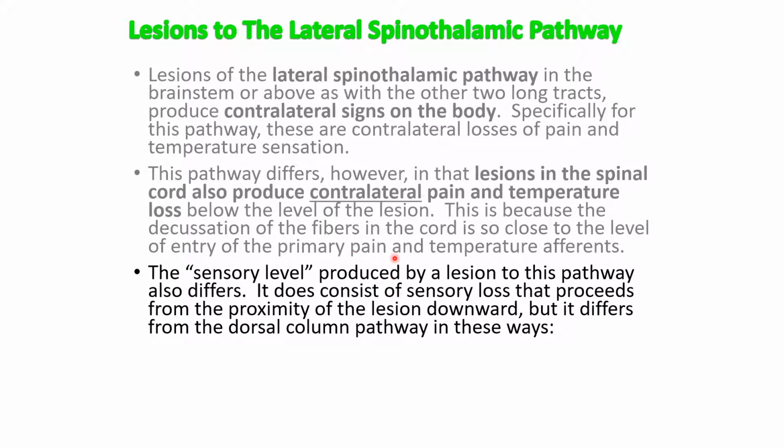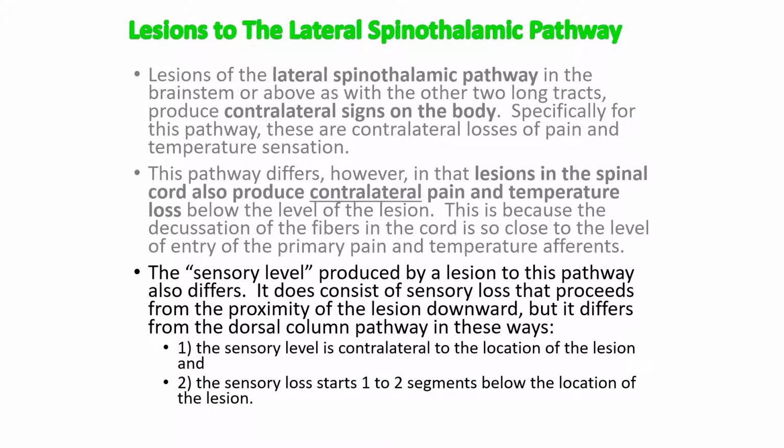The sensory level produced by lesion of this pathway also differs from the medial lemniscus effect, and that is, it does consist of a sensory loss that proceeds from the proximity downward, but it differs from the dorsal column lemniscal pathway in the following ways. The sensory level is contralateral to the location of the lesion, and the sensory loss starts one or two segments below the location of the lesion due to Lissauer's tract carrying information up and down a couple of segments.